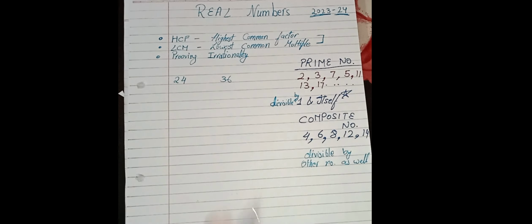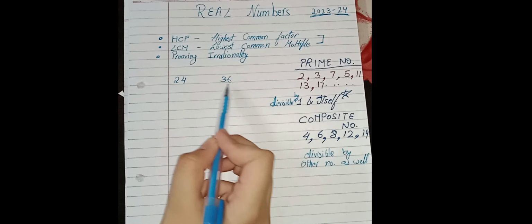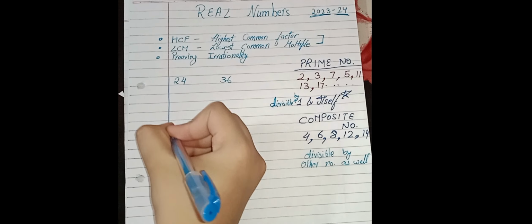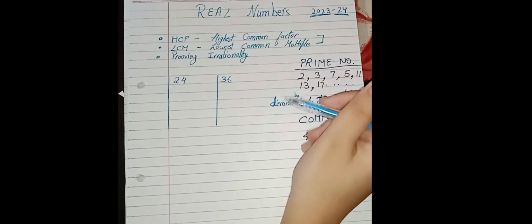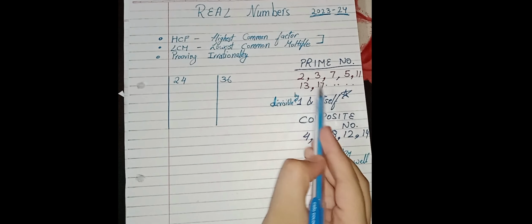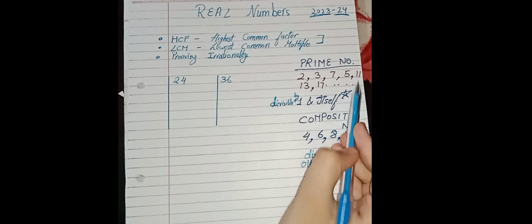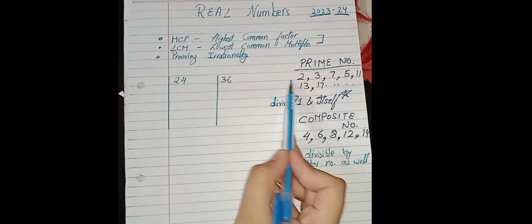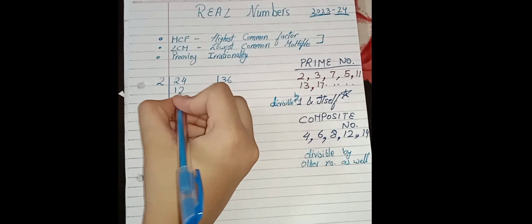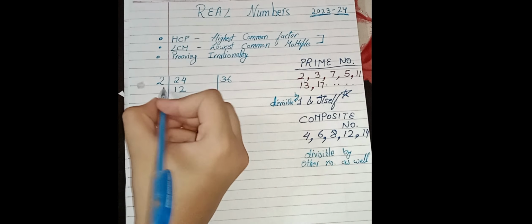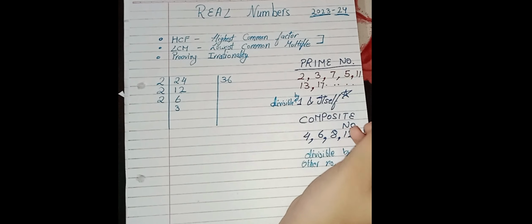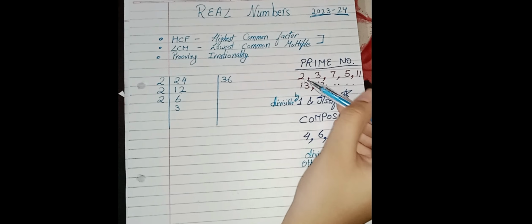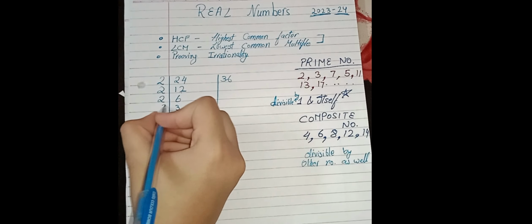Now we can focus on HCF and LCM. We know prime factorization, so now we have to find the prime factors of these two numbers. Let's first do the prime factorization of 24. We go through the primes like 2, 3, 5, 7, 11, 13, 17. First check with 2. Is 24 divisible by 2? Yes, it is. 2 twelves are 24. Then 2 sixes are 12. Then 2 threes are 6. Now 3 is not divisible by 2, but 3 is a prime number and 3 is divisible by 3. Therefore we get 3.